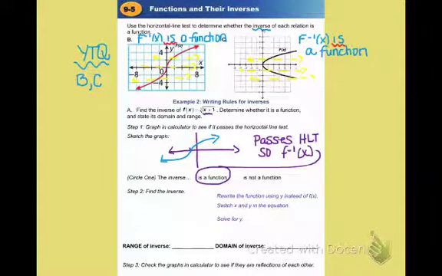So let's actually write that function. We start off and we take the original function, which was f of x is equal to the cube root of x plus 1, and we replace f of x with y, and then we're going to switch x and y around. So if I were to erase f of x and put in place of it y, and then switch x and y, I would rewrite it as x is equal to the cube root of y plus 1.